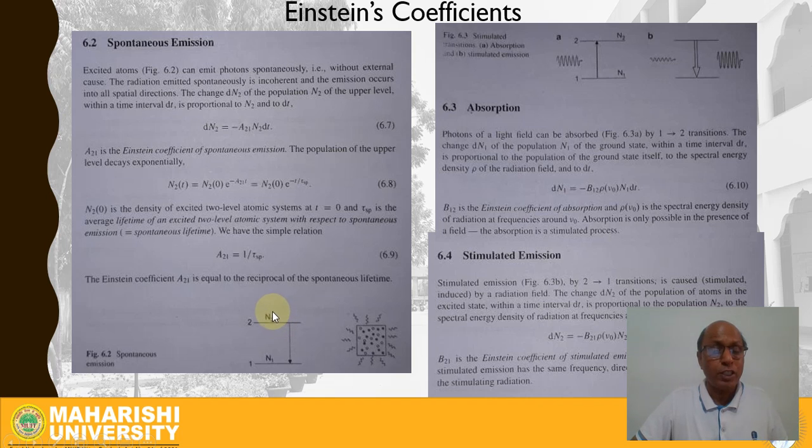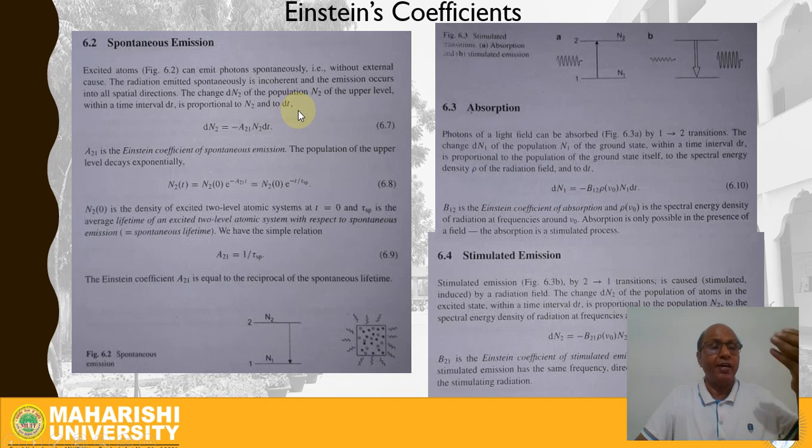Now, if spontaneous emission has to take place, that means the atomic transition has to take place from the higher energy level 2 to the lower energy level 1 spontaneously. Spontaneously means there is no incident radiation available. Nobody is causing a radiation to occur. The radiation is happening on its own and at any time. Since it is happening at any time, whatever radiation occurs will be incoherent and it will occur in all spatial directions.